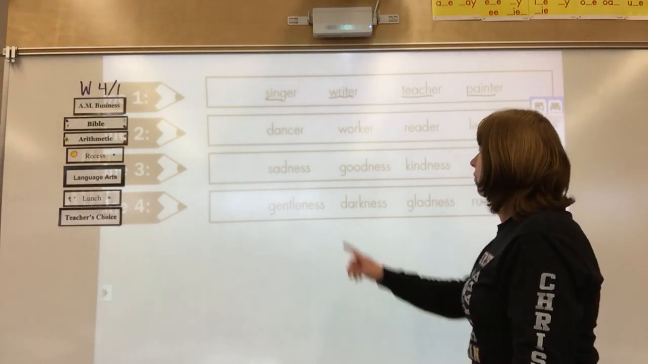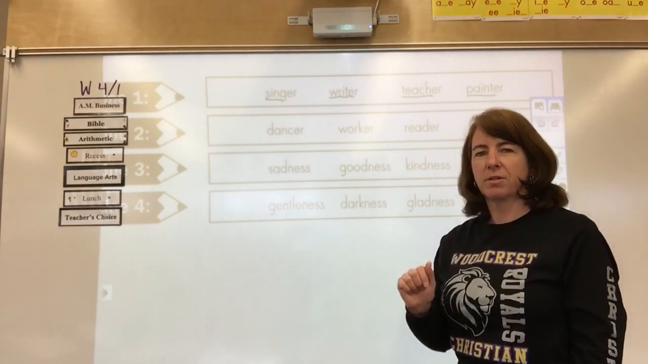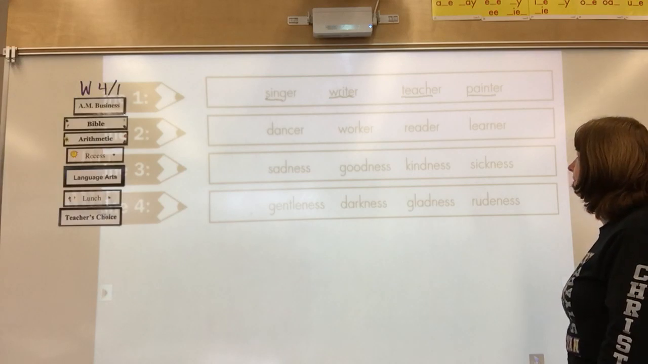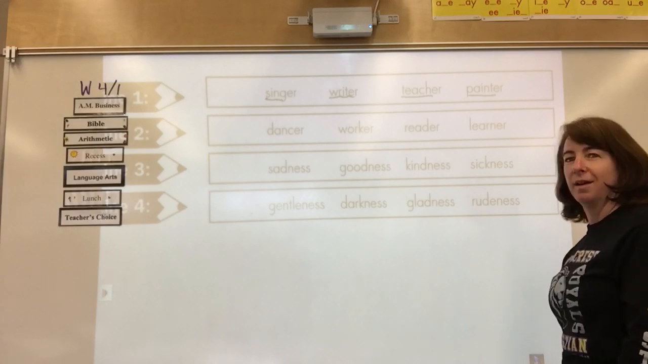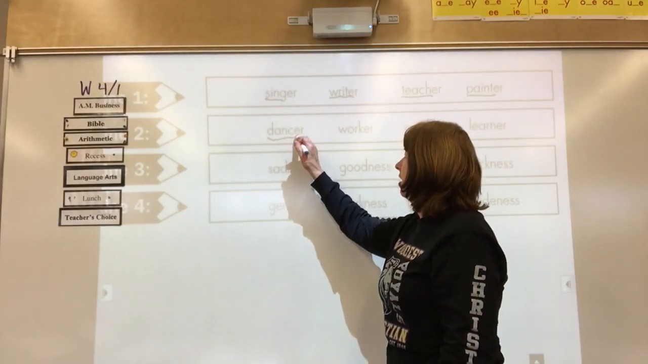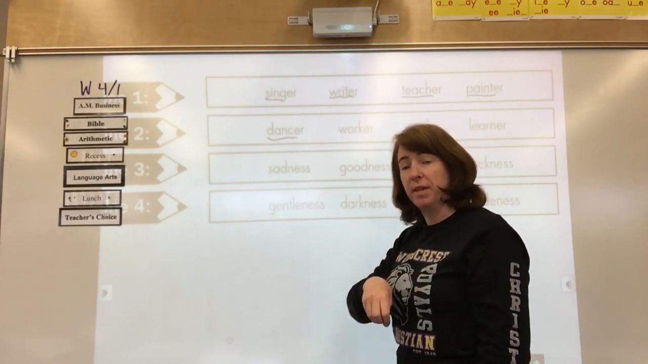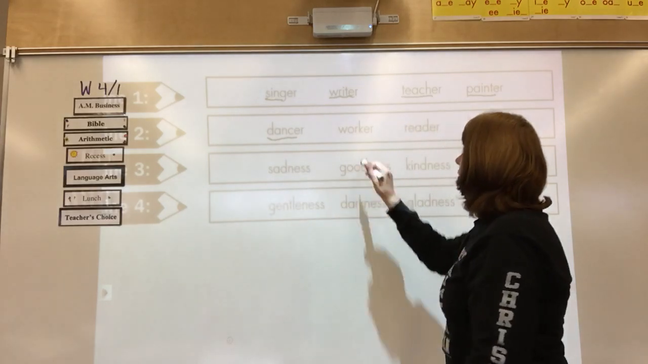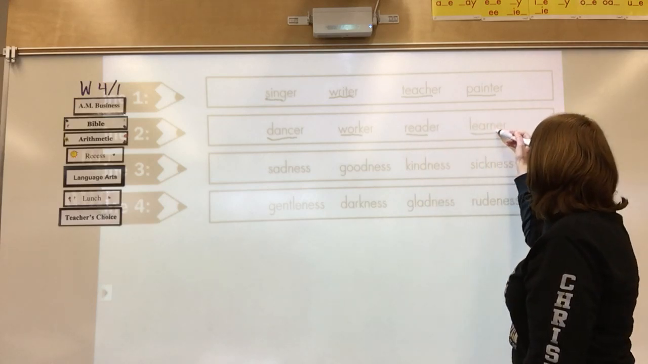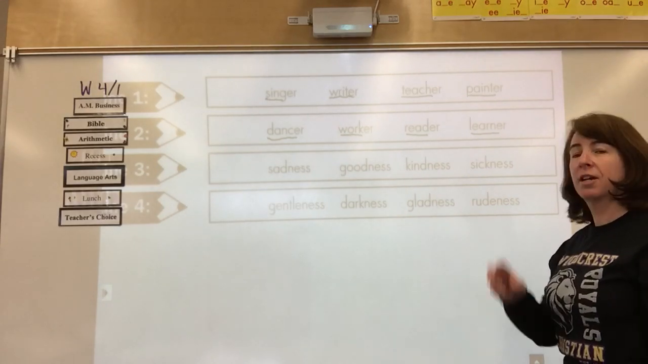Now I want you to go through these four and underline the base words. Go. Okay, you should have underlined the word dance in dancer, and it would be similar to writer in that when you added the ER, you would have dropped the E originally. So dance, work, read, and learn. Those would be your base words. Good.